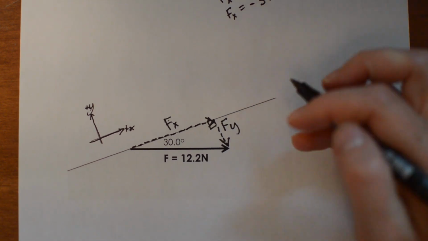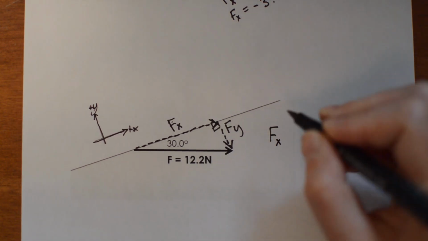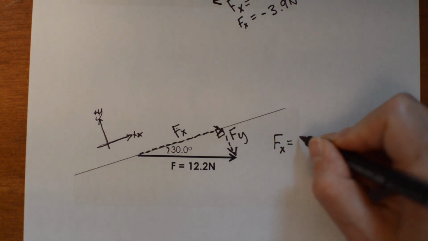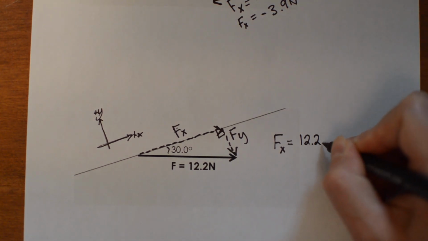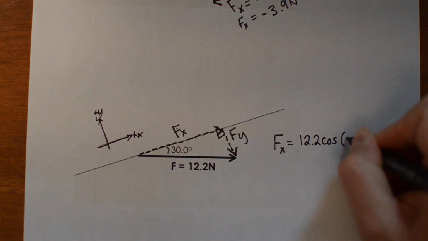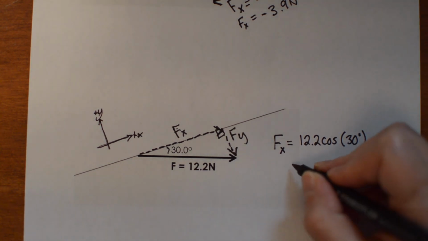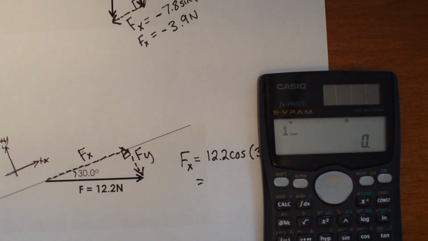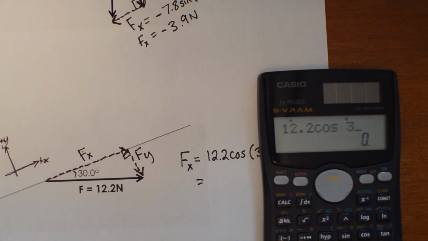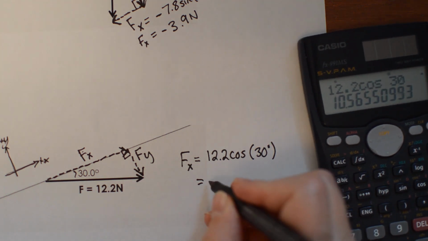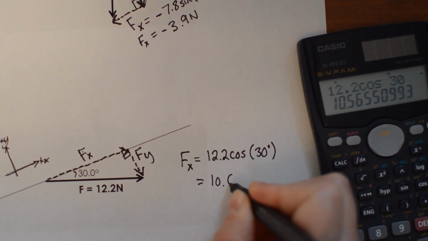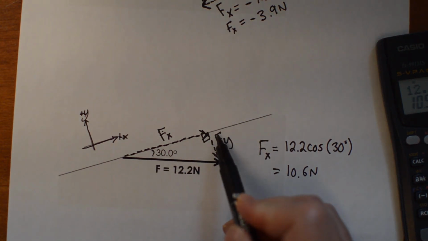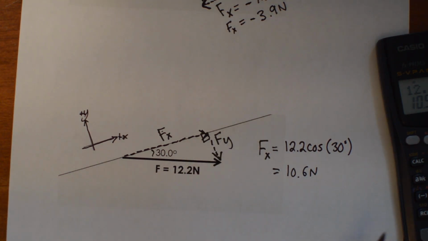Okay, so calculating these, it's a little bit easier this time because my angle is already in the picture. So Fx is going to be close, so it would be 12.2 cos of the 30 degrees. 12.2 cos of 30 gives me 10.6 newtons, and that's positive because it's in the positive x direction. The x component is pulling up the hill. Positive x is up the hill.